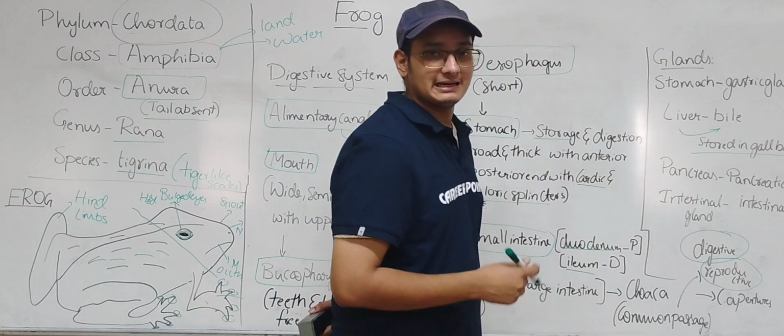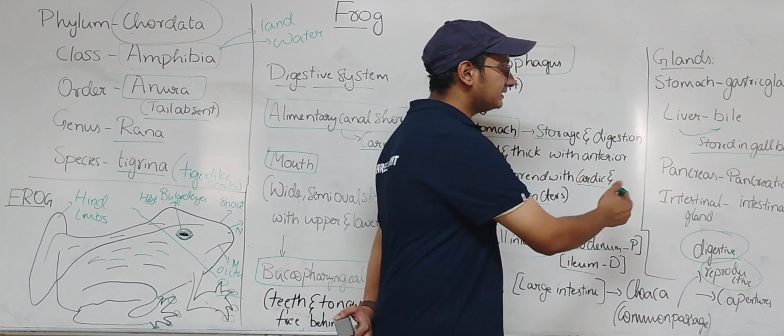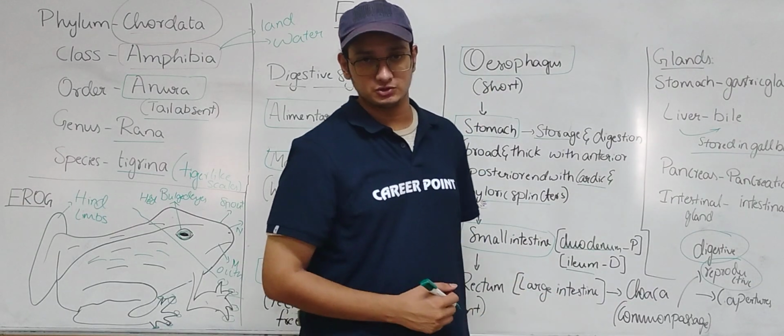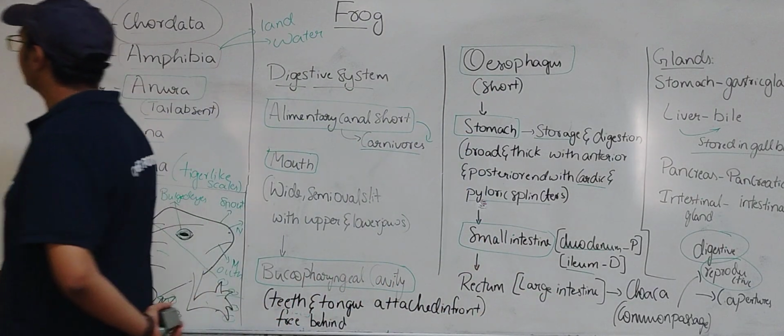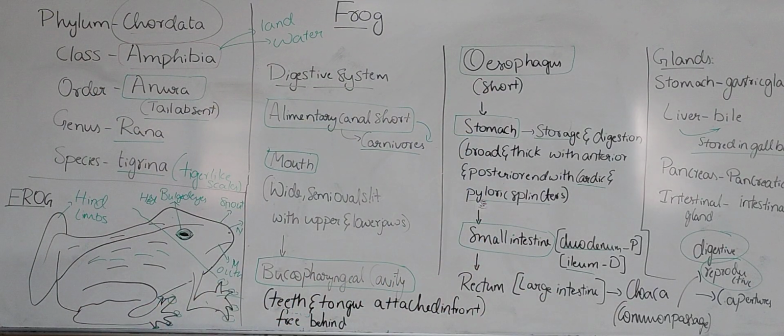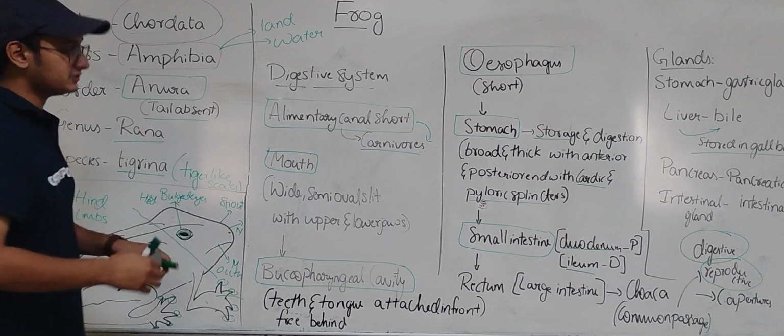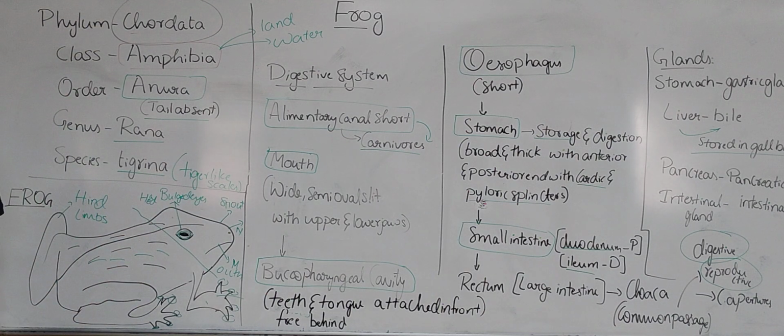And pancreas releases pancreatic juices, and intestinal gland releases intestinal juices. Now let's see about respiration of frog.